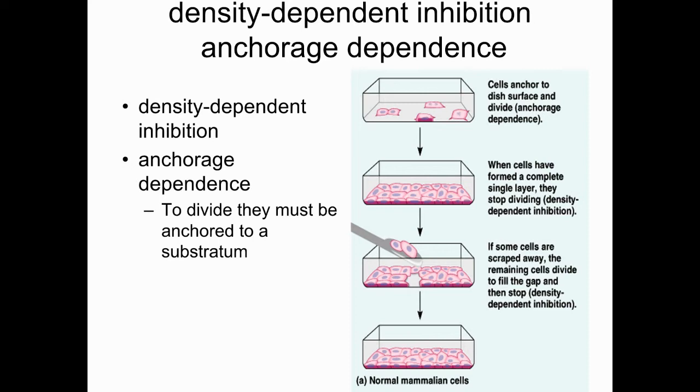If you were to take some cells out, the cells in this area would no longer be stopped by density-dependent inhibition. They would recognize their space to fill. So these cells in this area would most likely increase their rate of cellular division to fill that space, and then they would kind of complete filling that space.